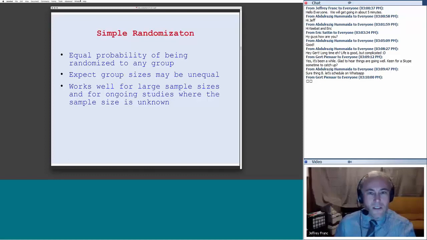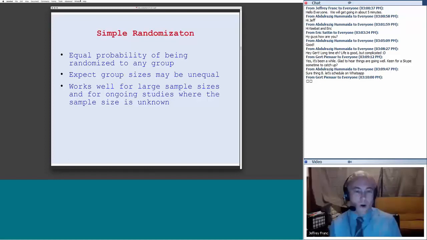And this simple randomization works well for really large sample sizes. It works very well. And it's also very handy for ongoing studies where the sample size is unknown. So you can imagine a study where you randomize people coming into your emergency department to be triaged by either START or your traditional triage method, and to see which one is faster. As each patient comes in, we would simply flip a coin. So we don't need to know ahead of time how many patients we're actually going to have in our study. We just go ahead and flip the coin.